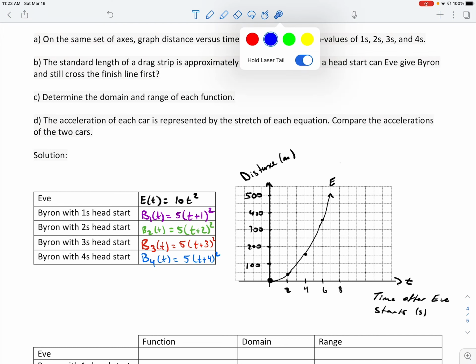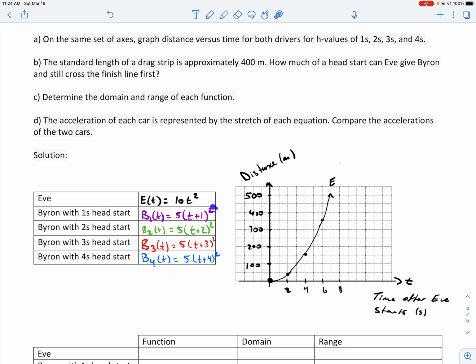The way this graph works is at any time, you could say 6 seconds, you could go up and read the distance that she traveled. The time axis here represents Eve's start time. So if Byron gets a head start, that means he's going to be beginning before she starts. So Byron will actually be starting out back here in the negatives. That's why I have this y-axis not at the end of the graph, because we're going to have to plot a few points back here.